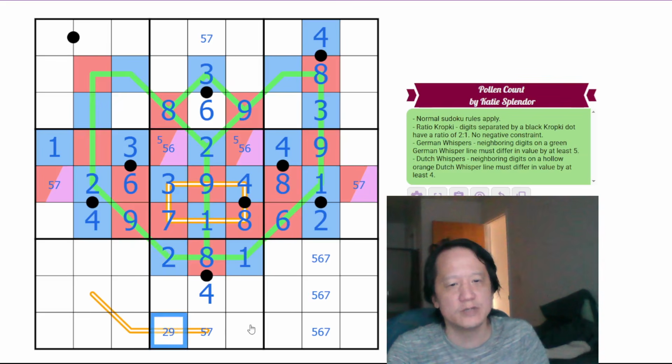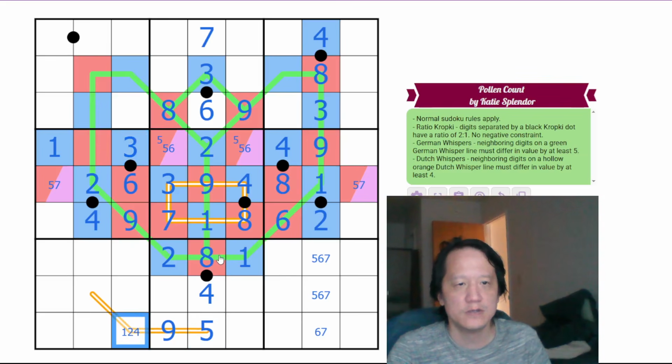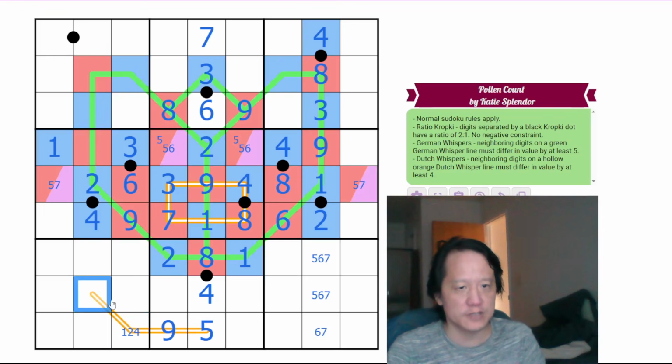2 eliminates 2 here, so that's 9, which cannot be next to 7 here, so this must be 5, which makes that 7. There's no more 5 here. 9 can be next to 1, 2, 3, 4, or 5 here on the Whisper 4 line, but this can't be 3 or 5, so this is 1, 2, or 4. And a 1, 2, or 4 can be next to 5 through 9 here.